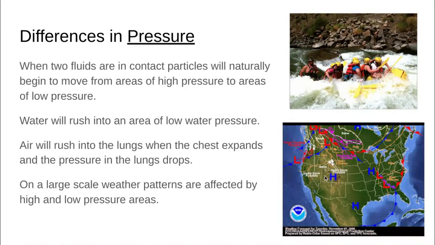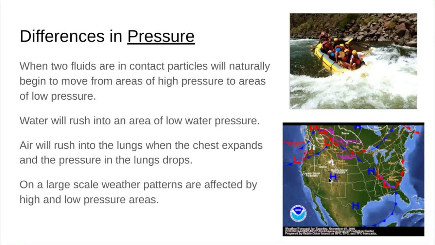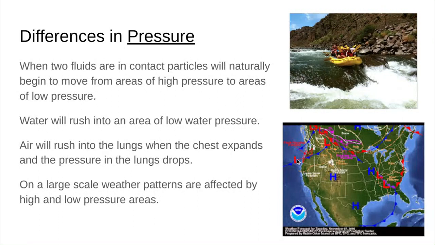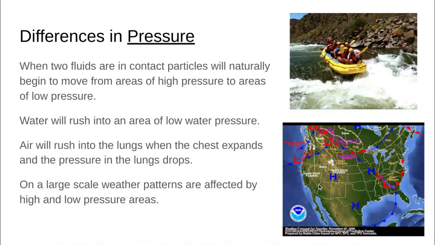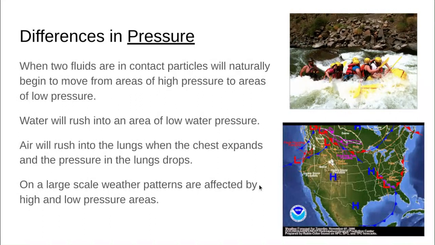So that's one way they're able to track or predict where weather is going to travel or move, is based on the low and high pressure areas of the map, because fluids will naturally move from areas of high pressure to areas of low pressure.